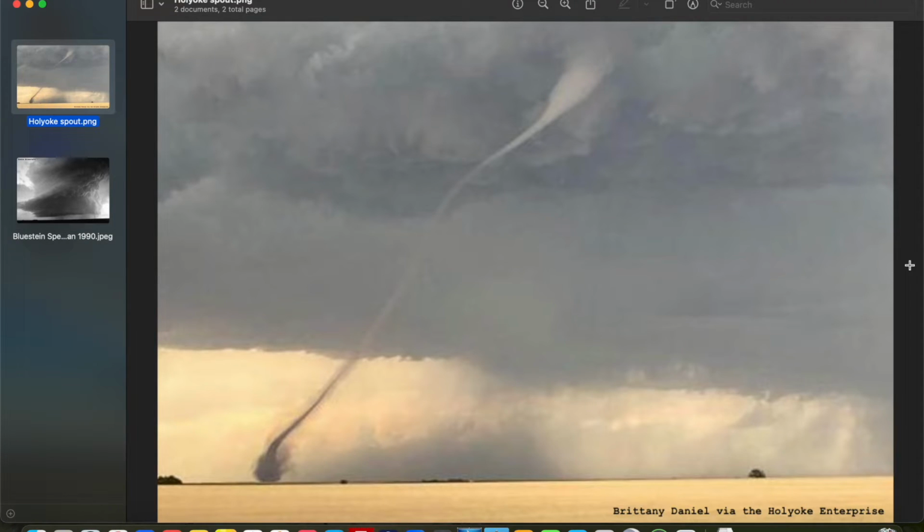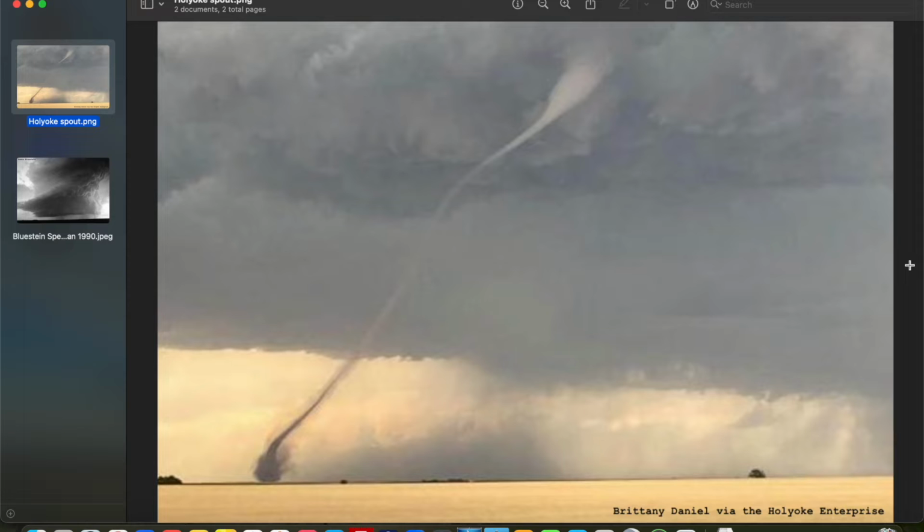Landspout tornadoes, on the other hand, are not associated with a rotating thunderstorm, i.e. a supercell. They can happen under the base of a developing thunderstorm. They can even happen underneath a fair weather cumulus cloud. They can also happen with supercells, but the supercell dynamics are not going to give birth to the landspout tornado. It will not be associated with the mesocyclone or rotating updraft of a supercell thunderstorm.